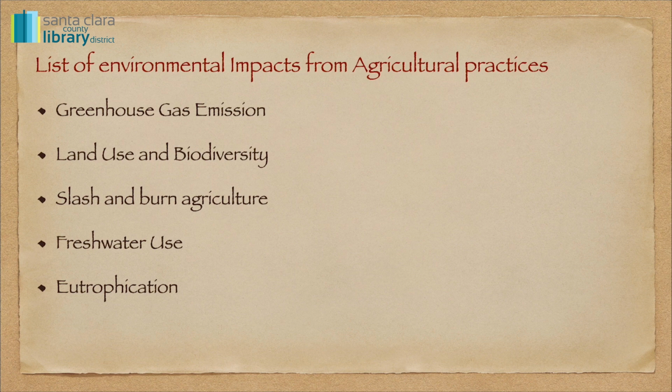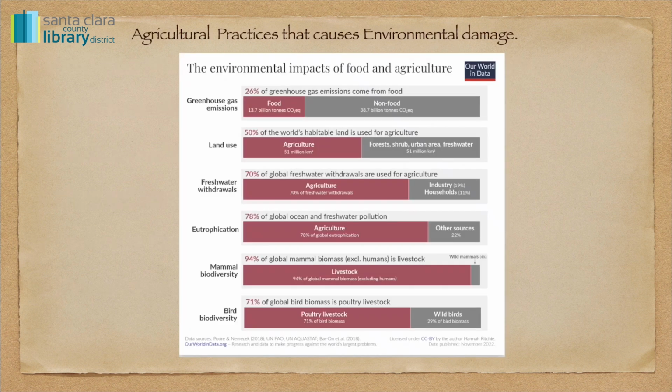Here is the list of environmental impacts from agricultural practices: greenhouse gas emissions, land use and biodiversity, slash and burn agriculture, freshwater use, and eutrophication. We all need to eat. However, we often give little or no thought about what it takes to put food on the store shelves. Here is the list of agricultural practices that impact the environment.